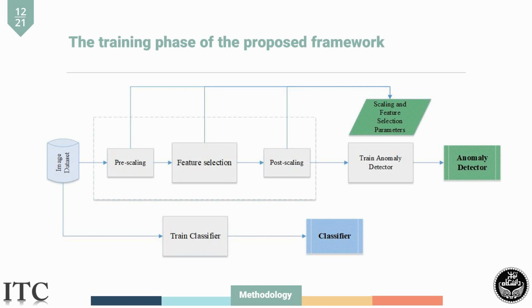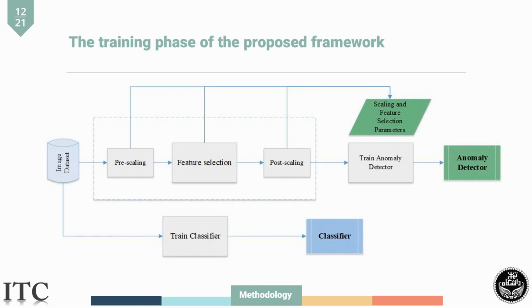In this slide, we have shown our suggested framework for the training phase. An anomaly detector is added before the trained classifier. The training phase has two main steps. Training a model for anomaly detection using normal samples. This is a semi-supervised training.